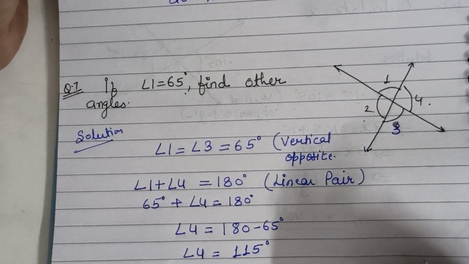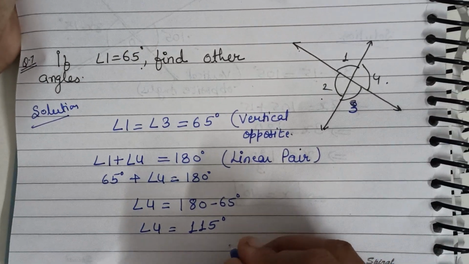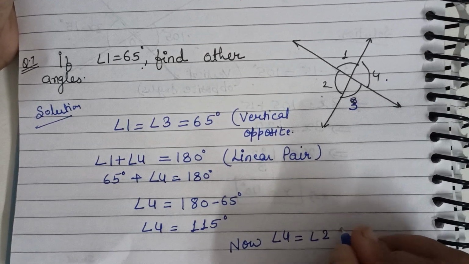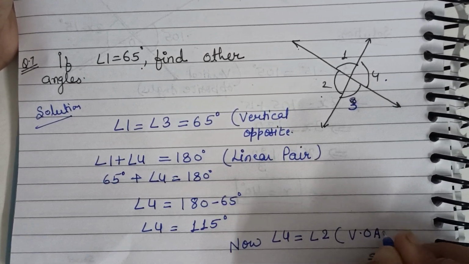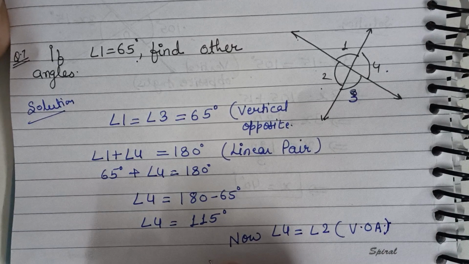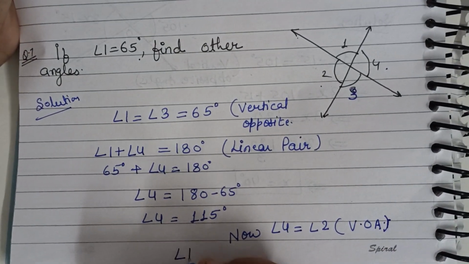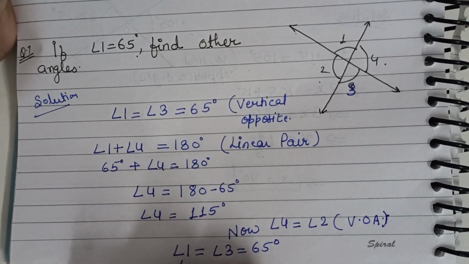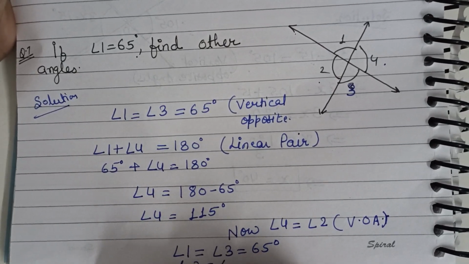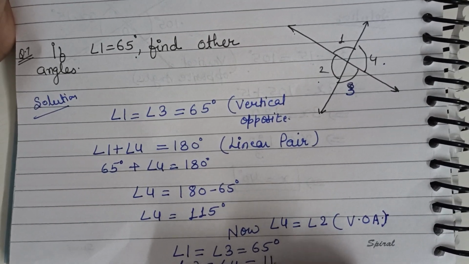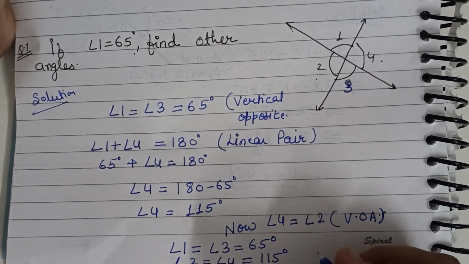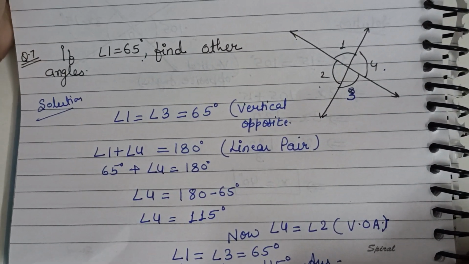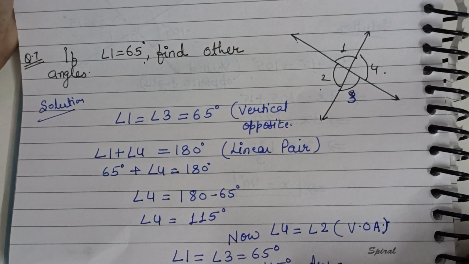Right? You have calculated. Now angle 4 is opposite to angle 2. Why? They are vertical opposite angles. So in this way, you have calculated all the angles. Angle 1 equals angle 3 equals 65 degree. Angle 2 equals angle 4 equals 115 degree. So you can apply the properties of angle pairs in the given figures also.